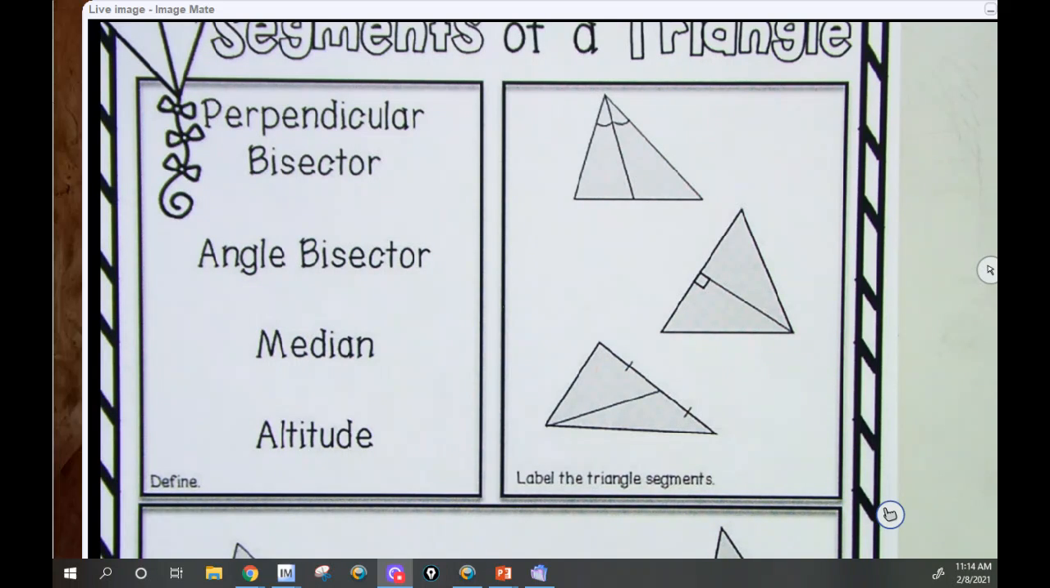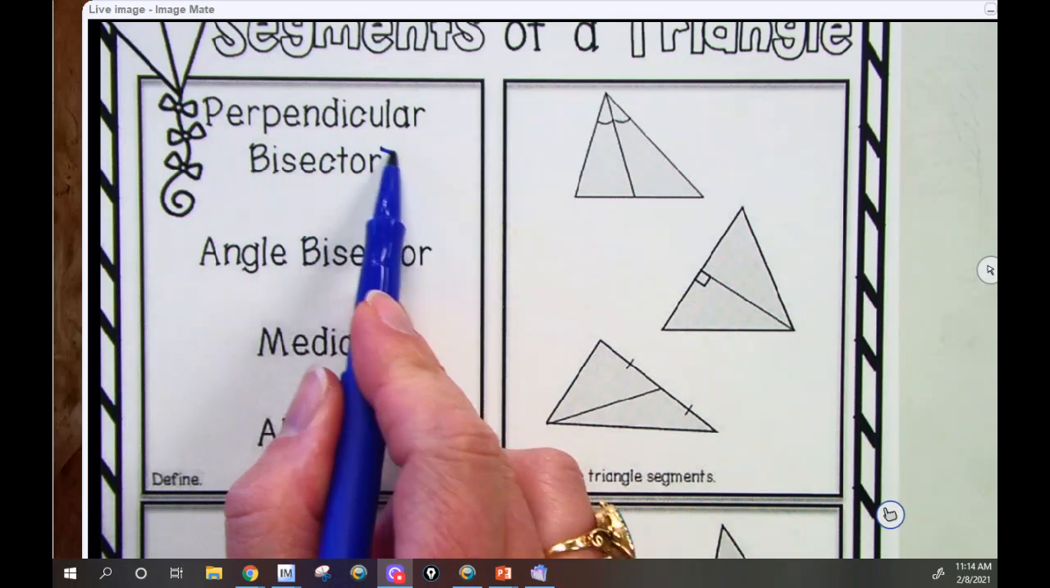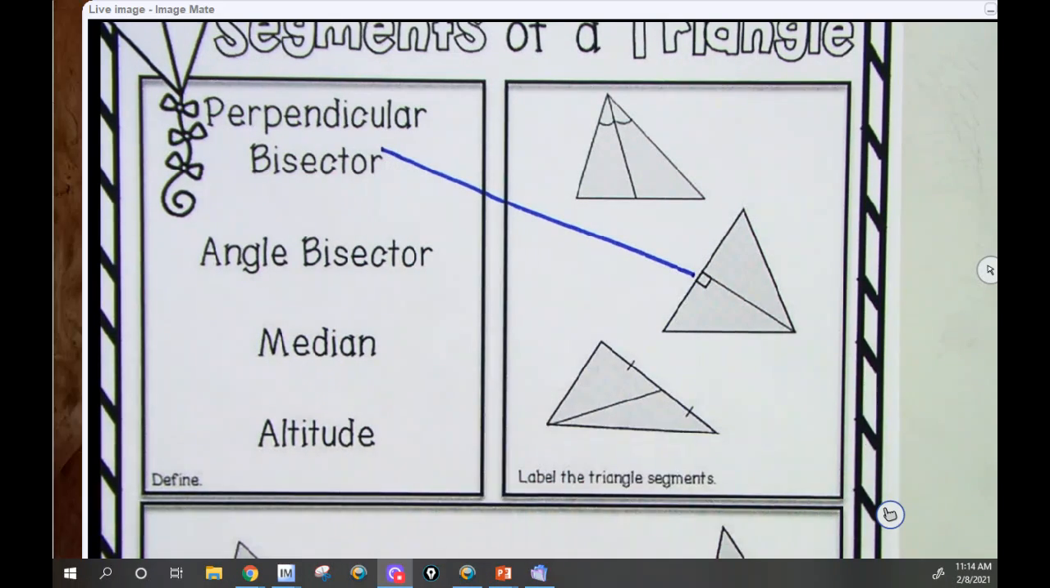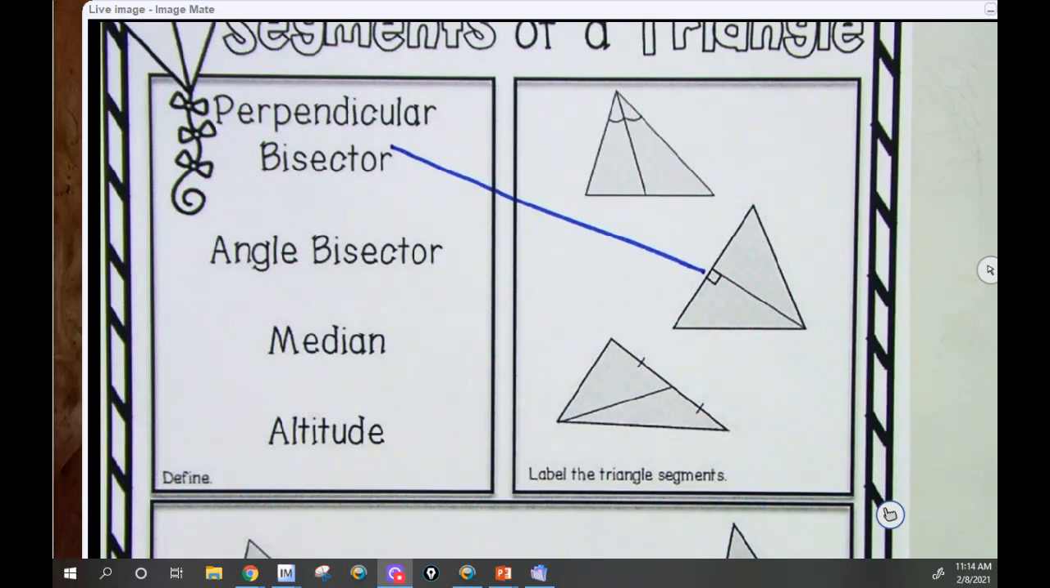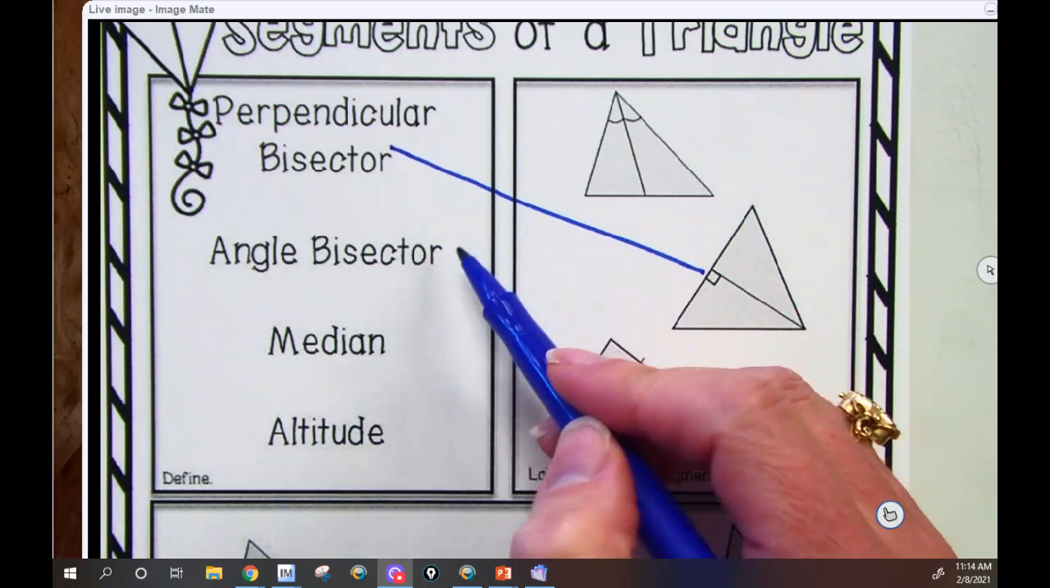Perpendicular bisector means we've got a segment through a triangle that bisects something, and it also has a right angle. Which one would that be? The middle one? Angle bisector. What would an angle bisector be? Splits an angle in half.